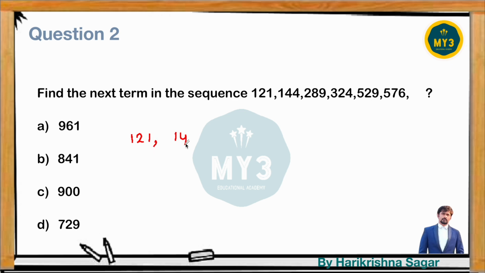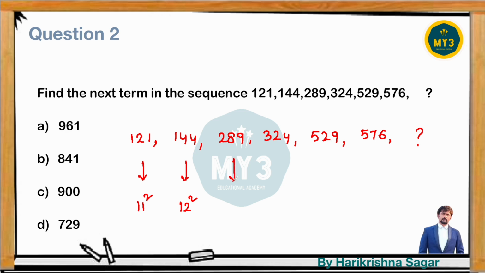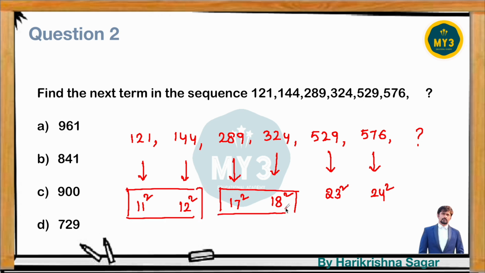121, 144, 289 and 324 and 529 and 576. They are expecting us to find out what is the next term in the sequence. By looking at the first two terms, these are very familiar terms. 121, 144. Everyone can easily recognize this is 11 square and this is 12 square. But the next number 13 square they have given here. No, it is not 13 square. What is 289? 289 is basically 17 square. And 324 is again 18 square. But if you look at 529, 529 is actually 23 square. And 576 is 24 square. So two numbers are following the pattern. So 11, 12, 17, 18 and 23, 24.